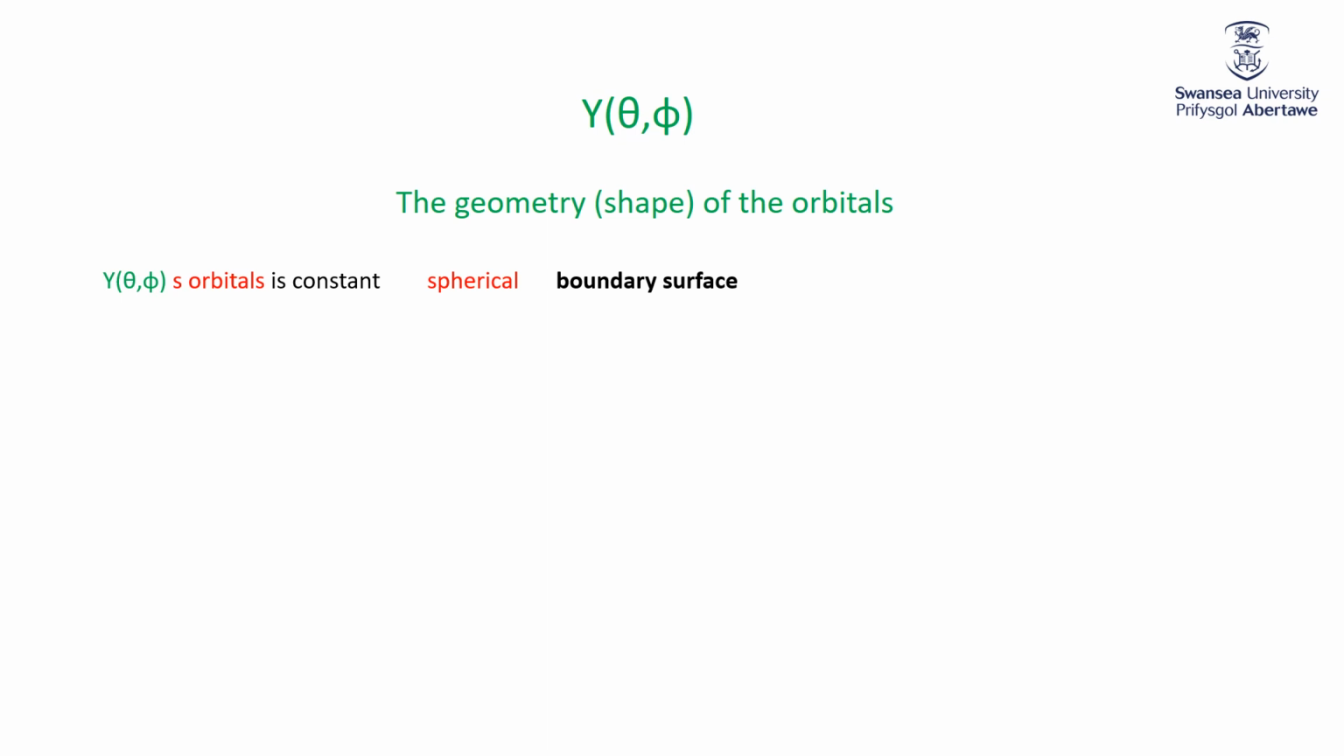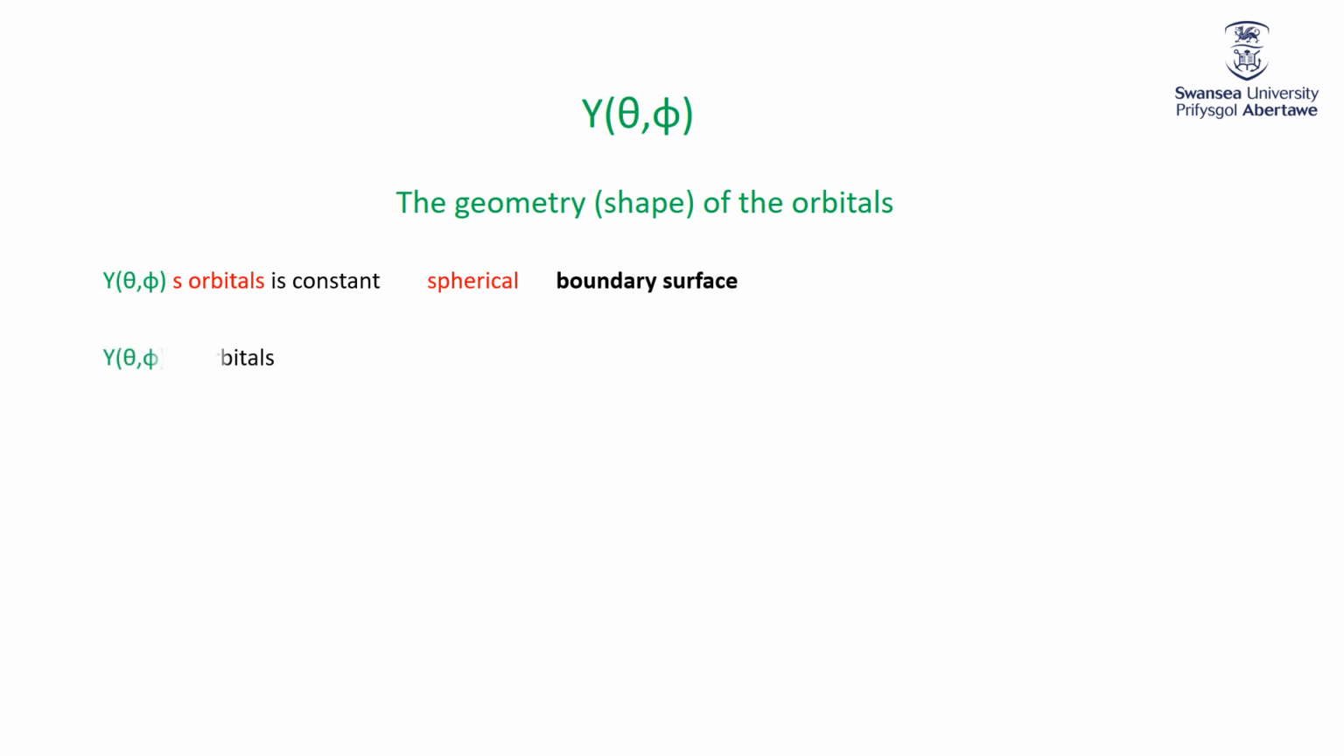Usually the boundary surface is defined as how far out you go until the volume defined covers 95% of the probability of the electron being in there. So for an s orbital, 95% of the time, the electron's going to be in that sphere. However, it can go further out than that, it's just that there's not a big chance of doing it.